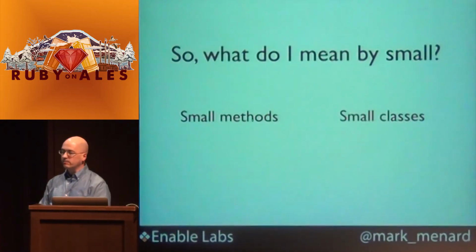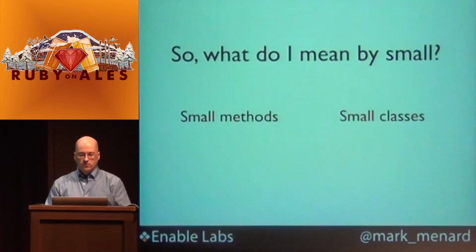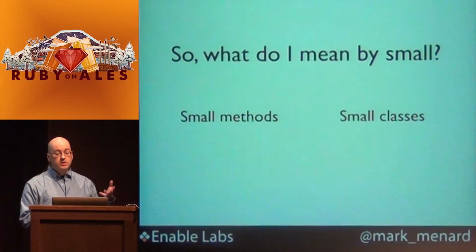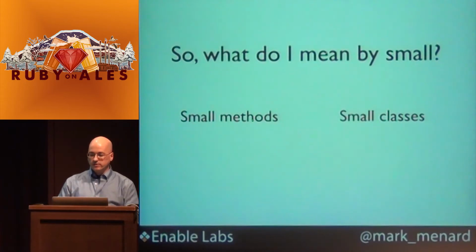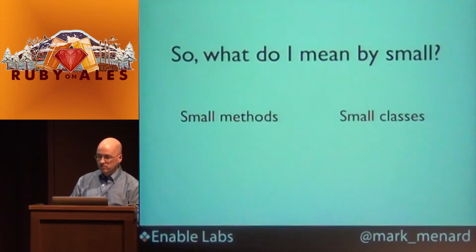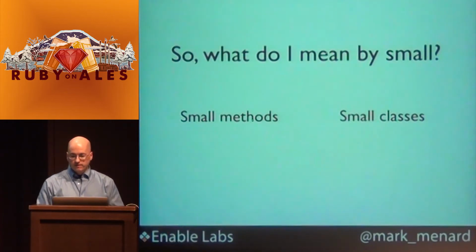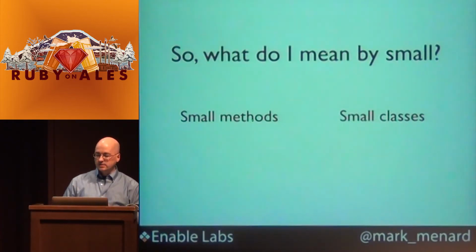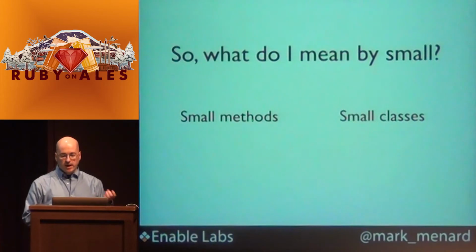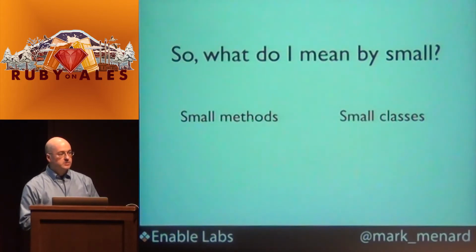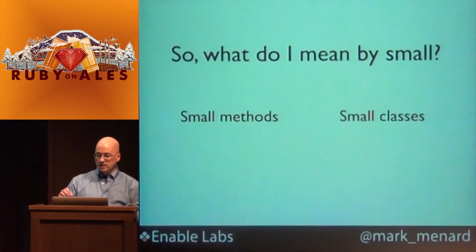So, what do I mean by small? Small methods are the foundation of writing small code. Without the ability to decompose larger methods into smaller methods, we cannot write small code. In classical object-oriented languages, the fundamental unit of code is the class. Yes, some languages have packages or modules or other types of namespaces, but in the end, the class is the fundamental unit of code organization.